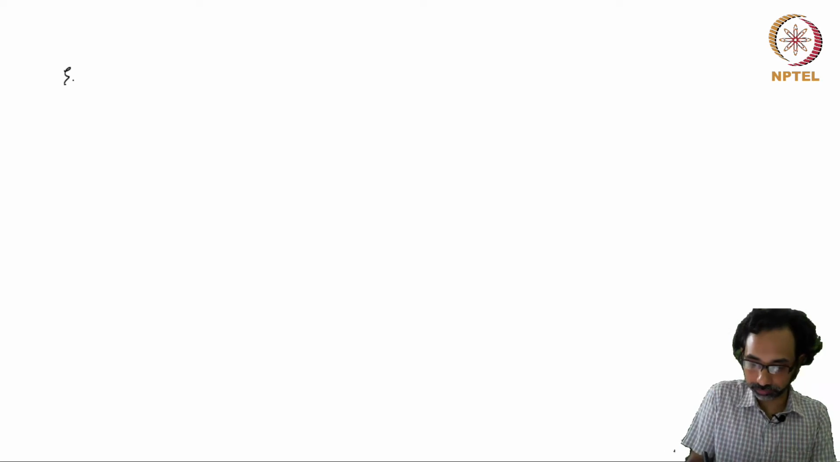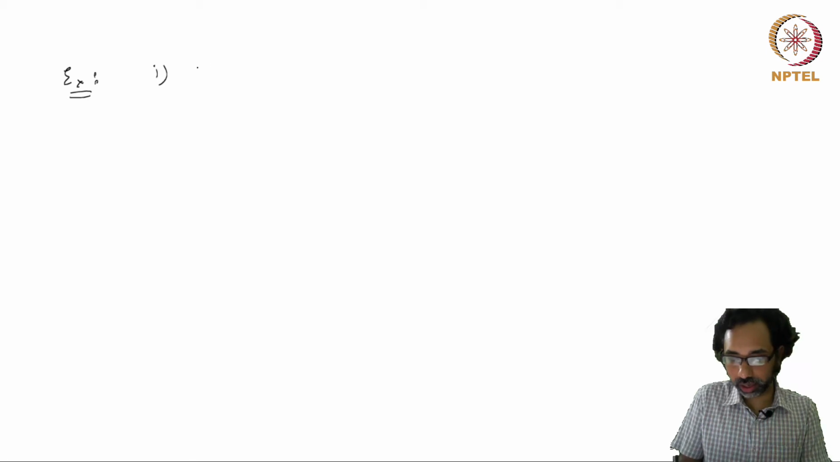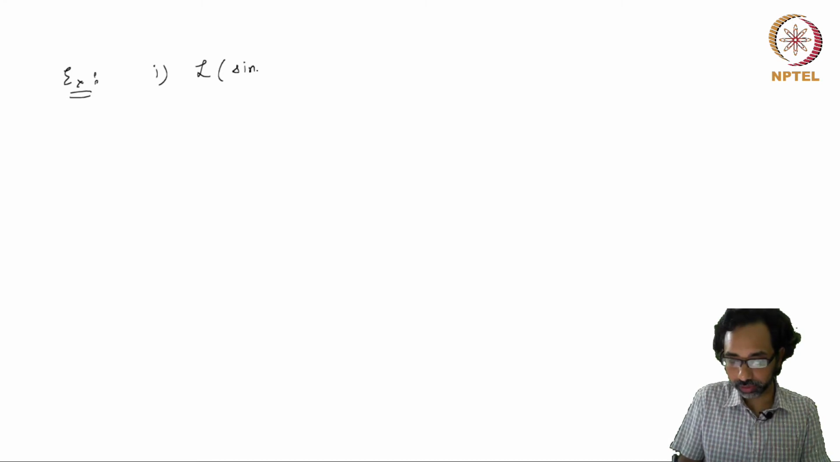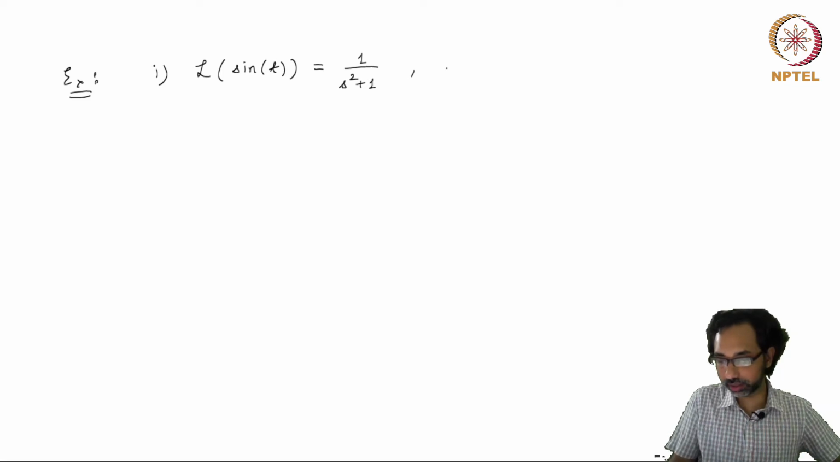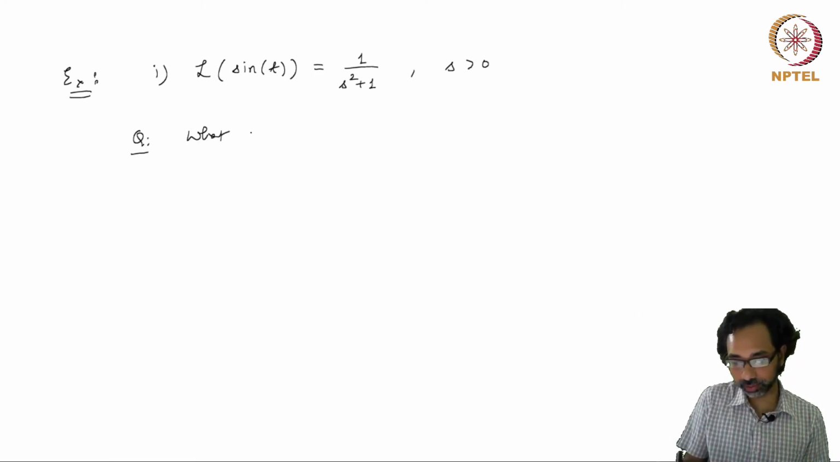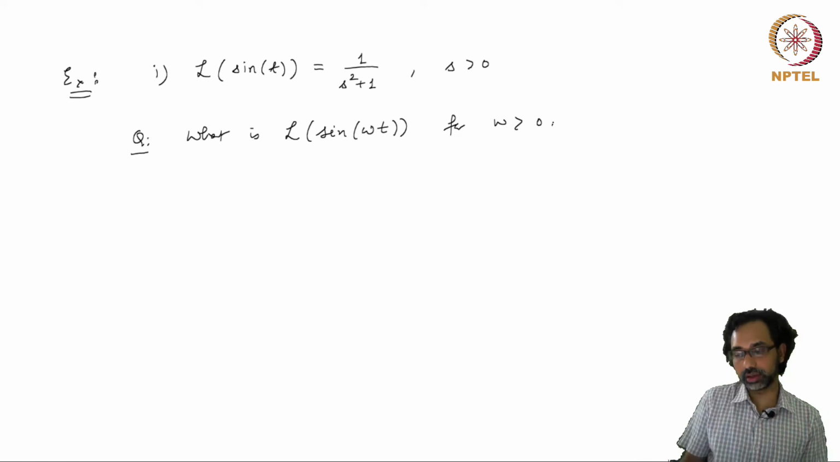Let's see an example where this is used. We have already computed the Laplace transform of sin t, which was 1 over s squared plus 1, and this is defined in the region s greater than 0. So now the question is, what is the Laplace transform of sin omega t for some omega, a positive real number?